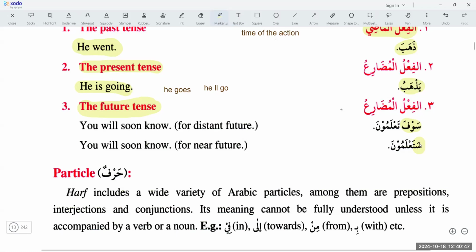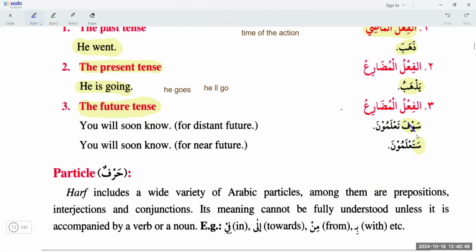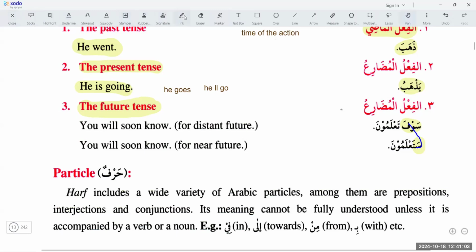And if there is no sawfa and no sa, you can translate it in the future and in the present as well. But if there is a sawfa or sa, then you cannot translate it into the present tense. Sawfa ta'lamuna, you will soon know. So this is the translation.